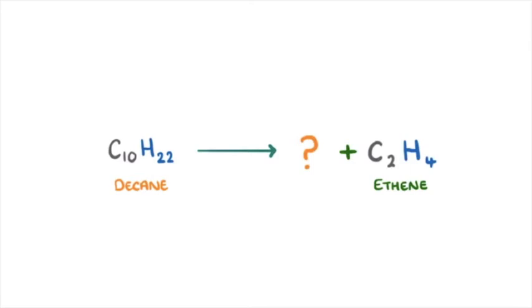unknown alkane must have. So 10 minus 2 carbons means that our alkane must have 8 carbons, and 22 minus 4 hydrogen atoms means our alkane must have 18 hydrogen atoms. So this formula is C8H18, and we just write that into our equation.